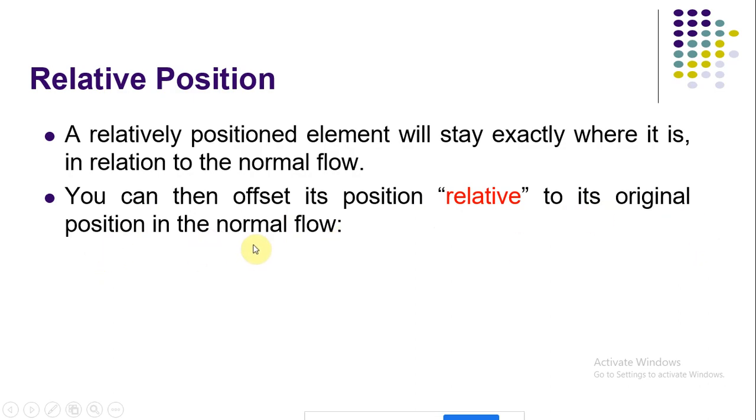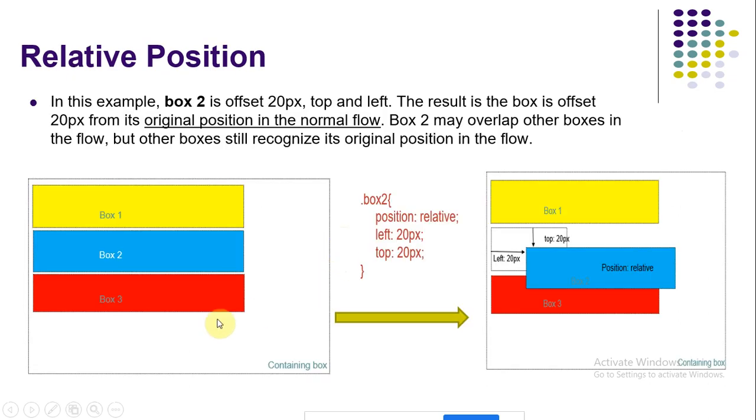It means from its original position you can move the element anywhere using those properties. Which properties? Top, left, right, bottom properties. So if the position is relative, you can use the top, left, right and bottom properties. For example, now look at this slide. You can understand it in this example.